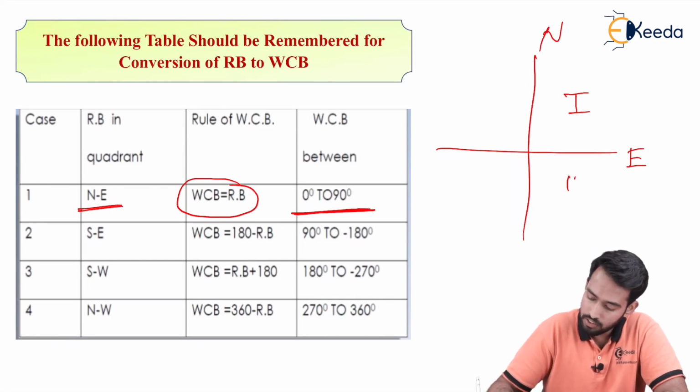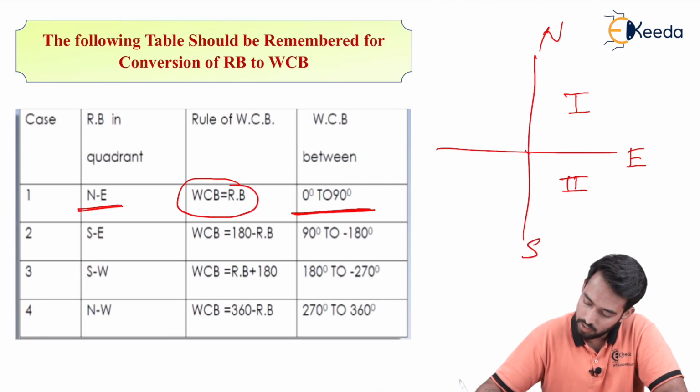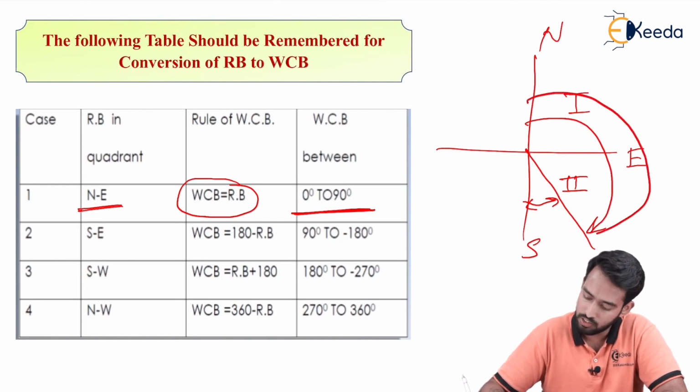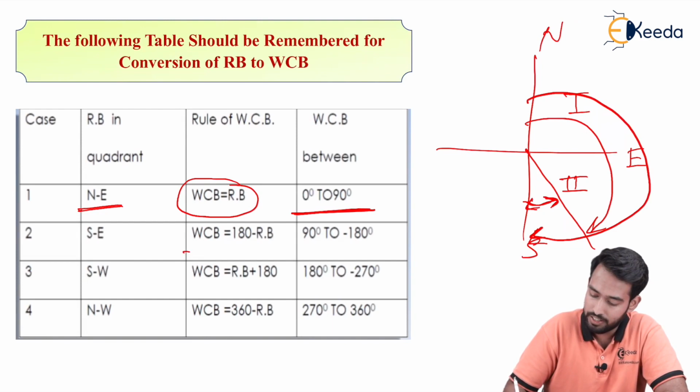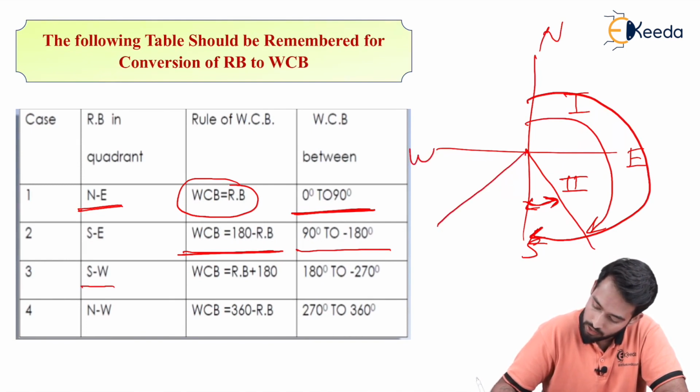Then for the second quadrant, which is south east, now we have to convert RB to WCB. How will you convert it? Total we know is 180 degrees. So from 180 we have to subtract this angle to get our WCB. So 180 degree minus RB, and the angle will lie between 90 to 180 degree.